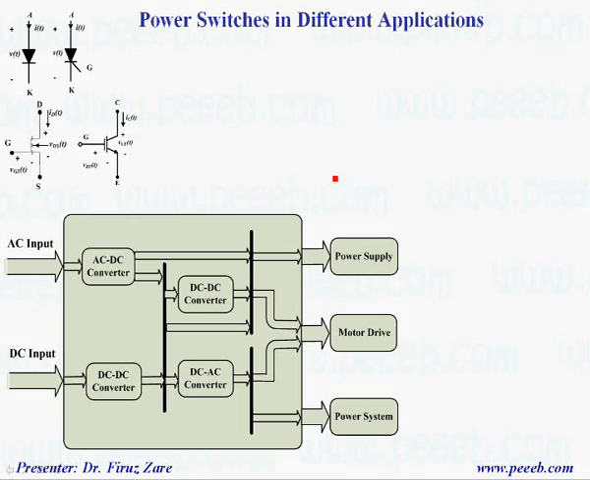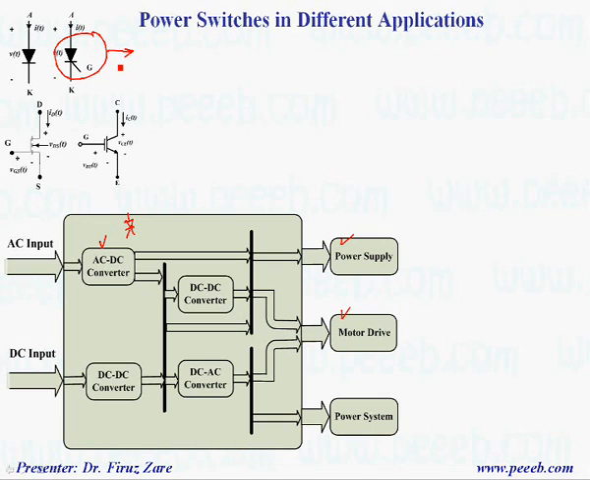Now let's look at power switches in different applications. For example, if we need to have a high power supply, or a high power DC drive system, we can use an AC-DC converter based on Thyristor. So in this case, we can only use Thyristor in this application. So this is the switch that can be used in this type of application.